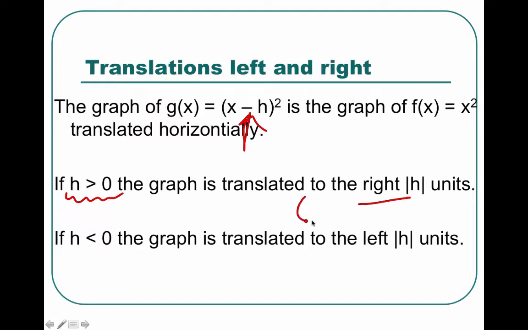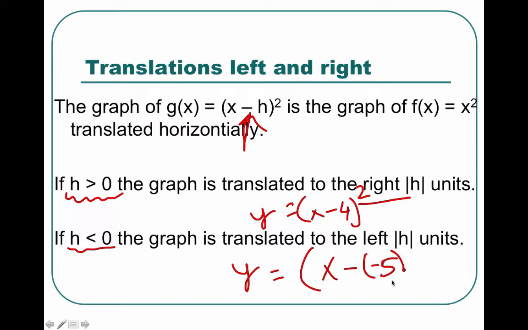So an example would be y equals x minus 4 squared. That's 4 to the right because the minus is part of the solution. It's kind of the opposite idea. And now if it's negative, what does the negative do inside the parentheses? X minus negative 5 squared actually ends up looking like x plus 5 squared, and that's going to go to the left.